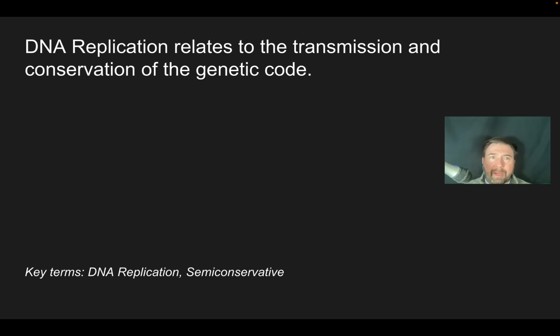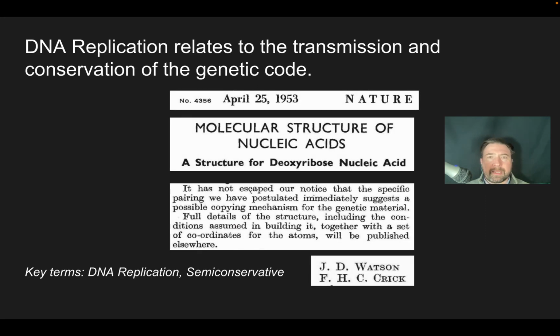All right, so DNA replication relates to the transmission and conservation of the genetic code. One of the interesting things I always find about this is that when the structure of DNA was first published by Watson and Crick in 1953, they had this line in their paper as almost like a throwaway line: it has not escaped our notice that the specific pairing we've postulated immediately suggests a possible copying mechanism for genetic material. Full details of the structure, including conditions assumed in building it, together with a set of coordinates of atoms, will be published elsewhere.